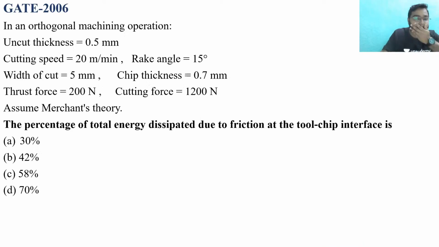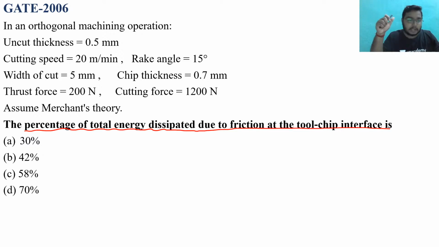Good, good. Now see, same question is there. In this question, the percentage of total energy dissipated due to friction at the tool chip interface has been asked. I have told you how you can find the percentage of frictional power or shearing power or total energy dissipated. These concepts are there. Please try to solve this question and find the answer. Same data linked questions, GATE Mechanical 2006. Okay, solve this.